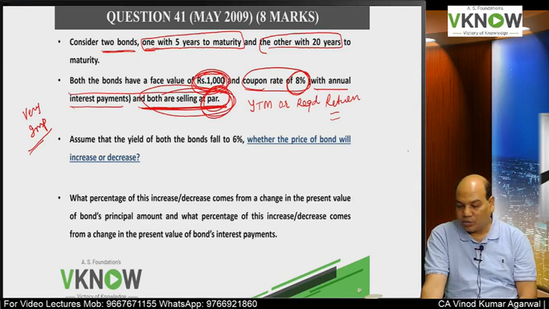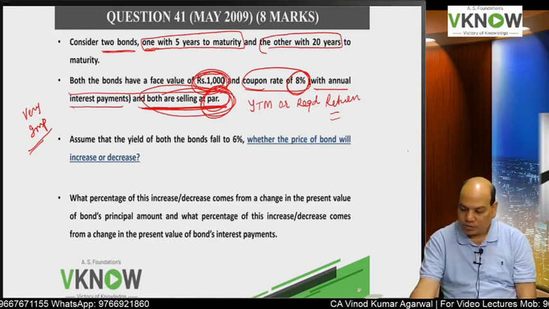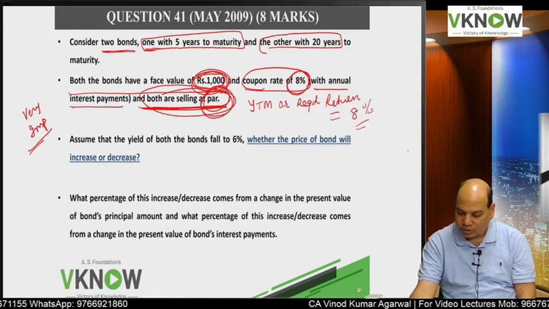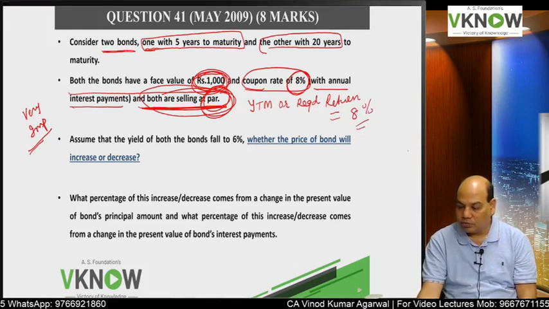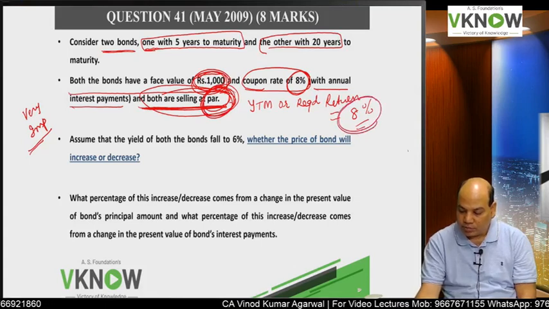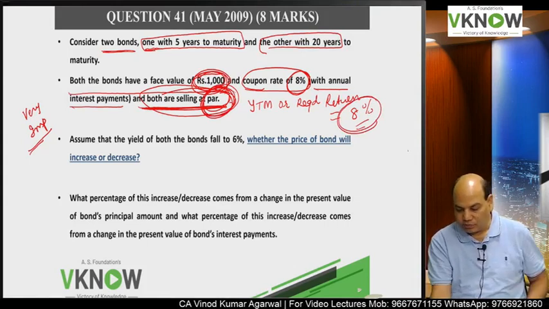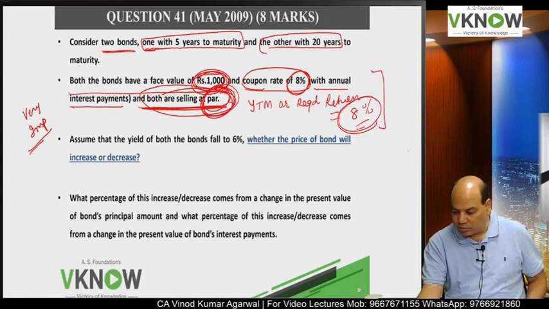What is the YTM or required return if the bond is trading at par? If the bond is trading at par, the required return and coupon rate will be the same. So the answer is 8%, which is not given in the problem. The student has to know this concept that if the bond is trading at par, then coupon rate and required return or discount rate will be 8%. So my original answer is 8%.